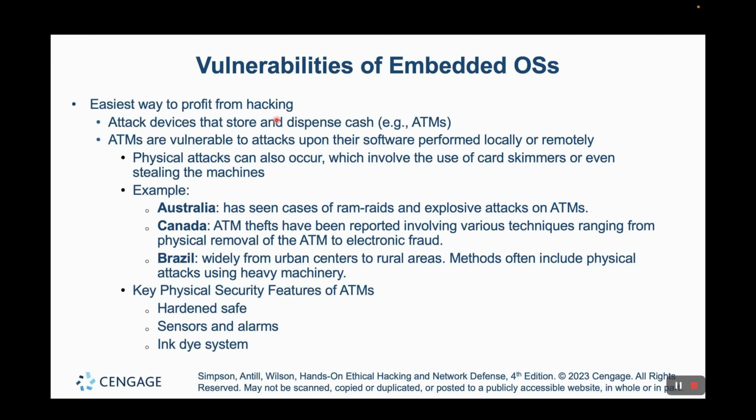Now, what types of vulnerabilities do embedded operating systems have? The easiest way to profit from hacking is to attack devices that store and dispense cash, like ATMs. ATM machines are vulnerable to attacks against their software, whether locally or remotely. And physical attacks could also occur, which can involve card skimmers or even stealing the machines.